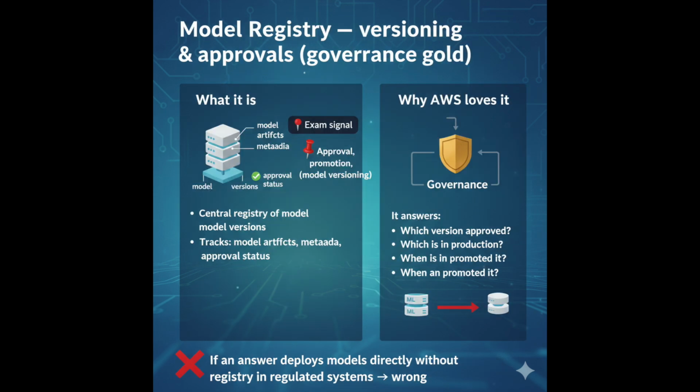Number 3, Model Registry, versioning and approvals, governance gold. SageMaker Model Registry. What it is: a central registry of model versions, tracking model artifacts, metadata, approval status. Why AWS loves it? It answers: which version is approved? Which is in production? Who approved it? When was it promoted? Exam signal: approval, promotion, model versioning, model registry. If an answer deploys models directly without registry in regulated systems, wrong.